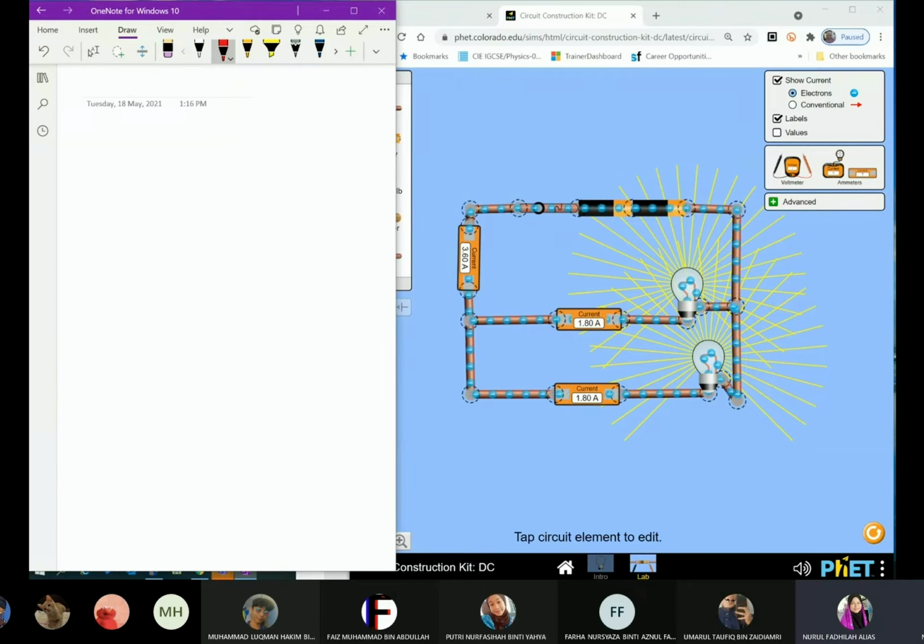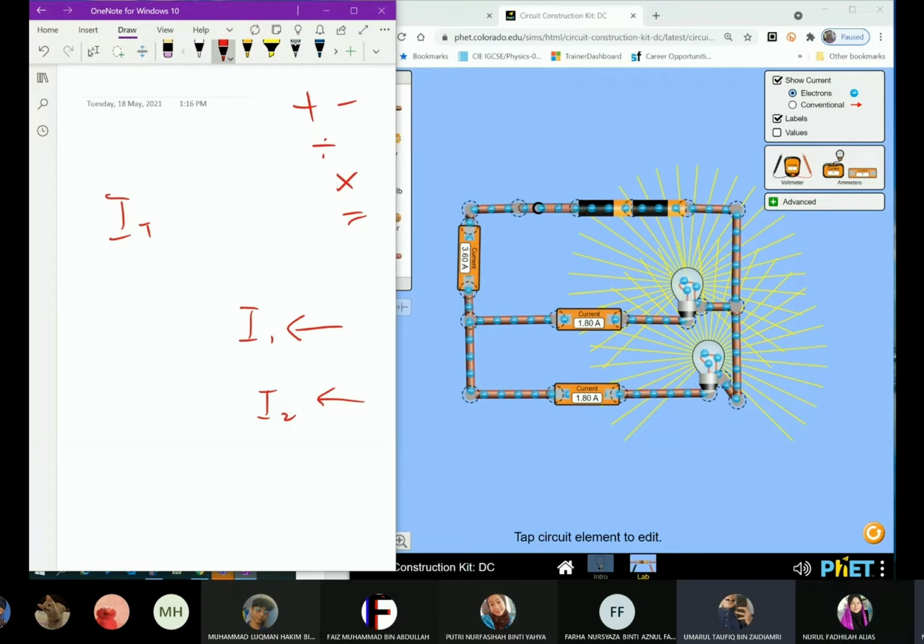Right. So kita ada I total. Let's see, yang ni I1, yang bottom I2. Now, can someone write an equation to relate IT, I1 and I2? What's the relationship? Make an equation. You can use symbol plus, minus, divide, times, equal. I1 plus I2 equals to IT. Okay, well done. So now you get I1 plus I2 equals to IT. So dapat. So that is the conclusion we want to make.